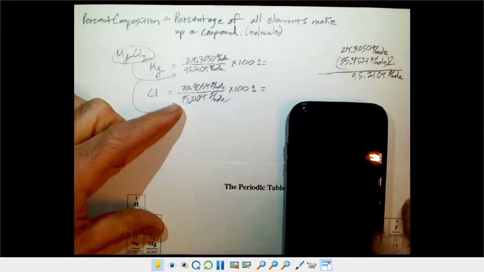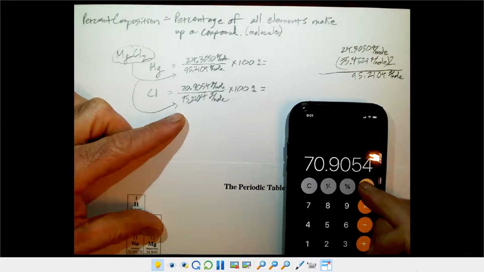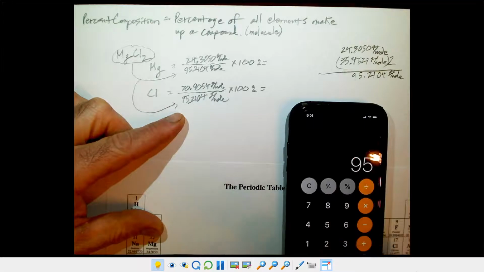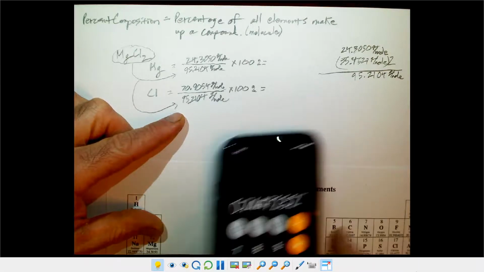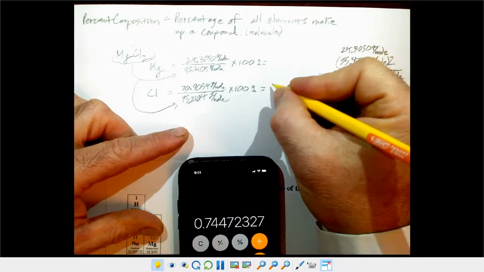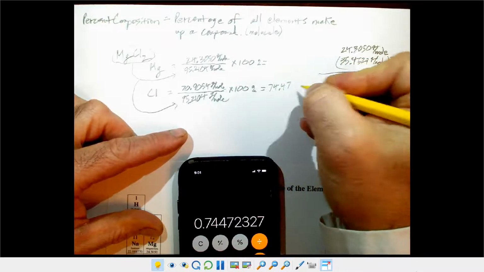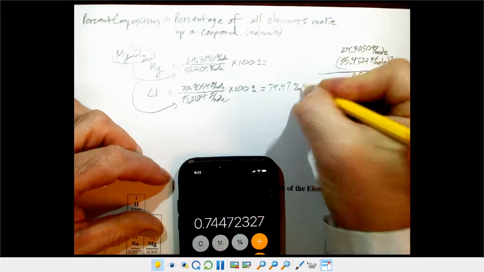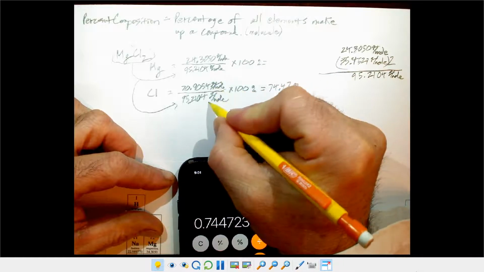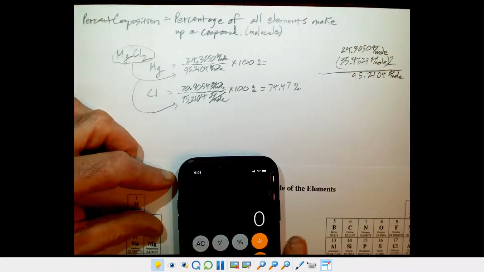So let's go ahead and do the bottom one. So we've got our 70.9054. We're going to divide that by 95.2104, and that gives us 0.7447. If we multiply that by 100, that would give us 74.47 percentage. Now, what happens to the units? They cancel out for grams per mole. And then we're going to do the same thing for the top one.